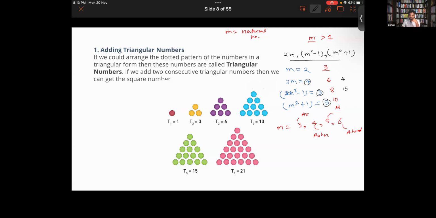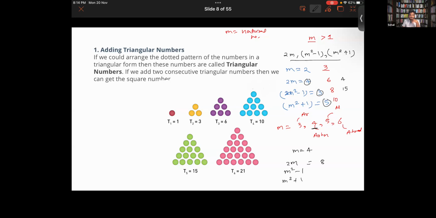Arham, which question did I give you, by the way? The fourth, the second one. We have assumed the value of m as 4. The first Pythagorean triplet is 2m, m square minus 1 and m square plus 1. So 2m will be 8.